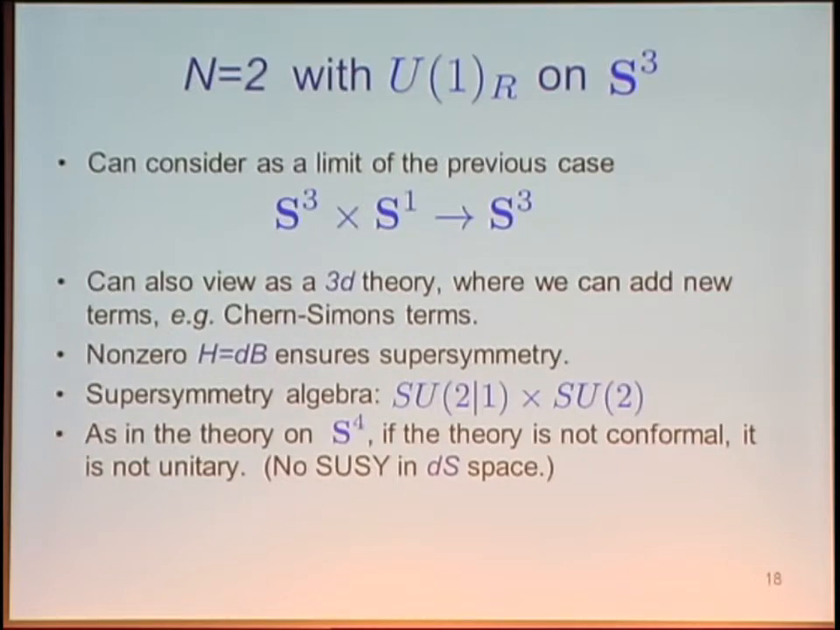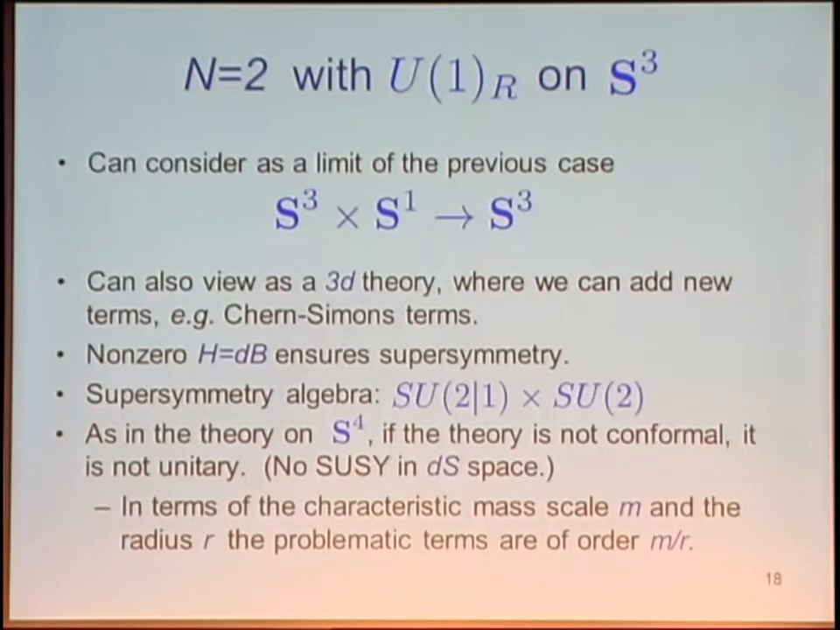And as in the theory on S4, if the theory is conformal, there is no problem. But if the theory is not conformal, it's not unitary, consistent with the fact that there is no supersymmetry in flat space. And again, as in S4, in terms of the characteristic mass scale M and the radius R, the offending terms are the terms of order M over R.